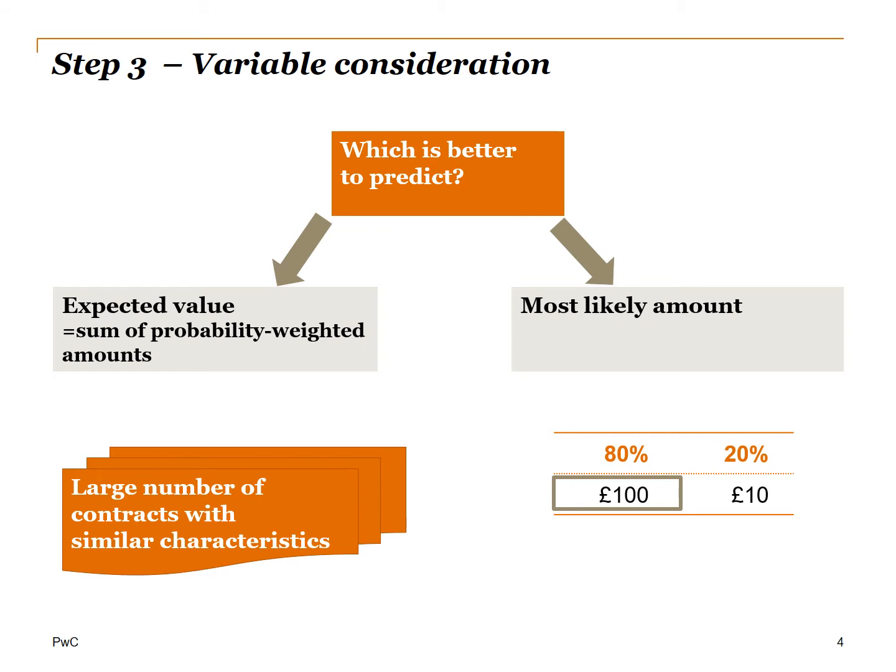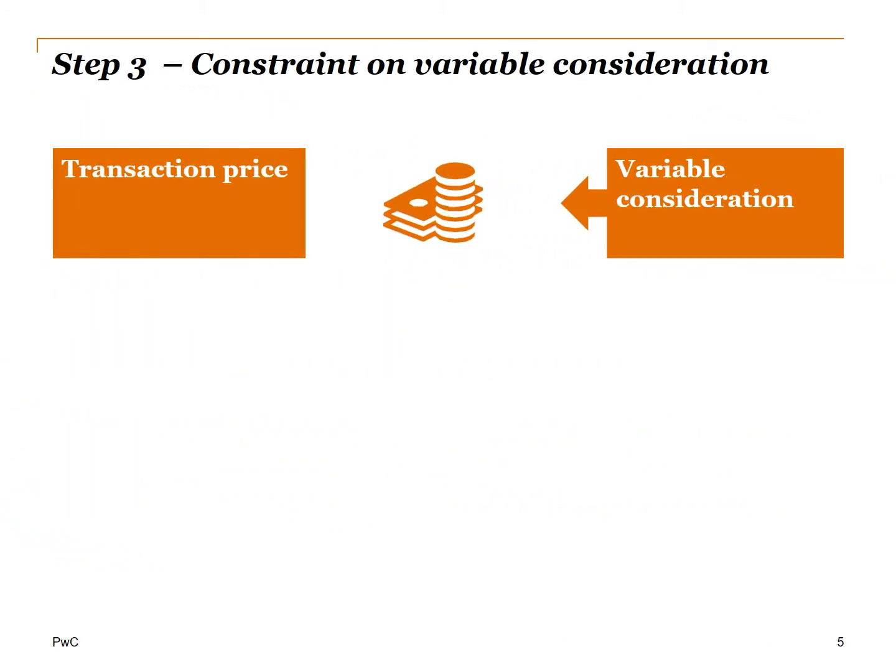Management should consider and quantify all possible outcomes when using the expected method. However, this could be costly and complex. A limited number of discrete outcomes and probabilities can provide a reasonable estimate of the distribution of possible outcomes in many cases. IFRS 15 includes a constraint over the amount of variable consideration included in the transaction price. The standard explains that this is to provide more useful information to the users of the financial statements.